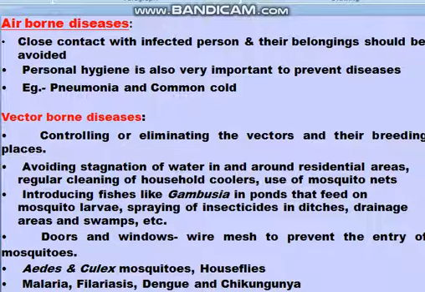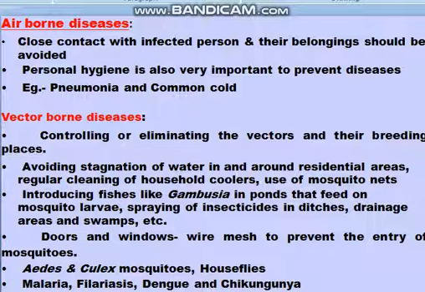The main vector is the mosquito, and we have to keep away the mosquito by using mosquito nets or some creams like Odomos, using certain Gambusia fish in ponds which feed on these mosquito larvae. Then doors and windows should have wire mesh, and so by controlling these vectors we can be protected from vector-borne diseases. Examples of vectors are Aedes and Culex mosquitoes. And then houseflies also transmit diseases, they contaminate food and water. Then malaria, filariasis, dengue and chikungunya, all these diseases are vector-borne diseases. And mainly houseflies and mosquitoes are the vectors which transmit these diseases. So we have to keep away from these vectors.